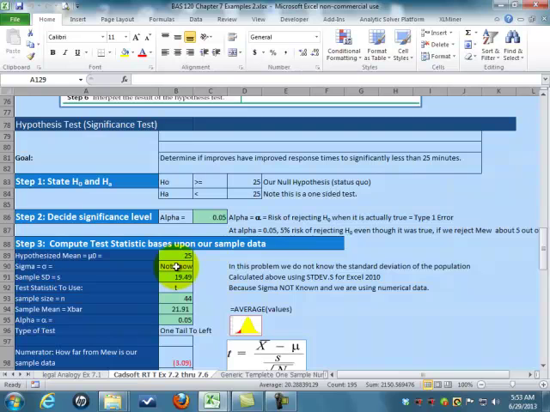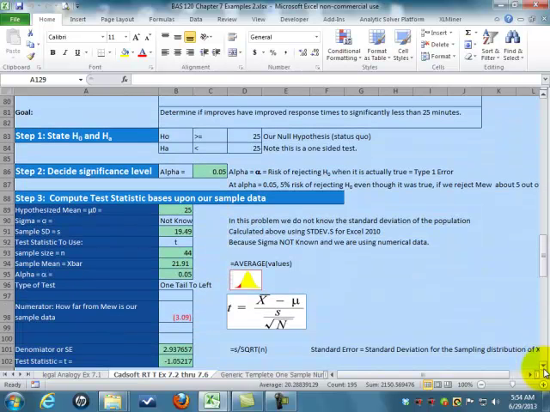Sigma's not known in this case. The population standard deviation is not known, so we substituted and calculated the sample standard deviation. In this case, we'll be using a t-test statistic because, again, in order to use the z statistic, we would have to have sigma be known. Our sample size, they tell us, is 45. Our sample mean, we calculated using the average function, is 21.9. There's our alpha. Notice the type of test is a one tail to the left, so I gave you a little picture. If it falls in here, we're going to reject. If it falls in this yellow region, we're going to accept the null hypothesis.